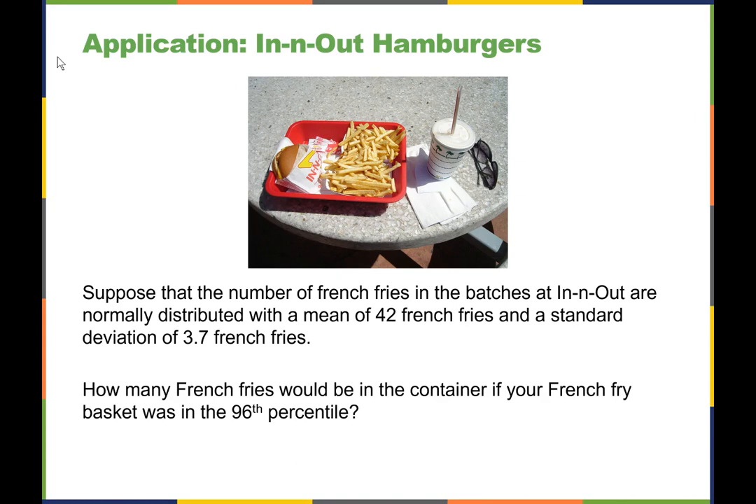So suppose that the number of French fries in the batches at In-N-Out Burger are normally distributed with a mean of 42 French fries and a standard deviation of 3.7 French fries. How many French fries would be in the container if your French fry basket was in the 96th percentile for French fries? All right, so let's go ahead and attack this problem.